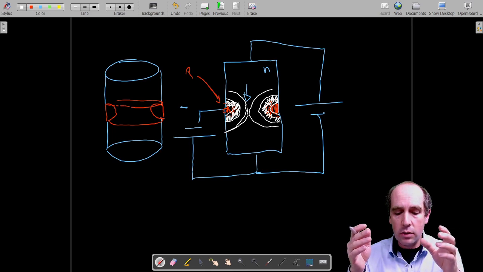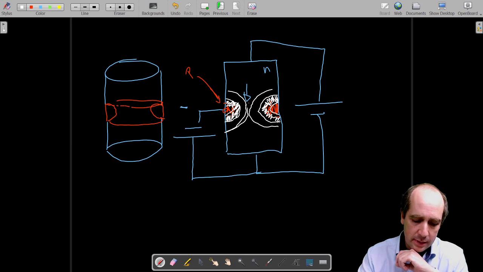So we can control by using a voltage on the base pin.